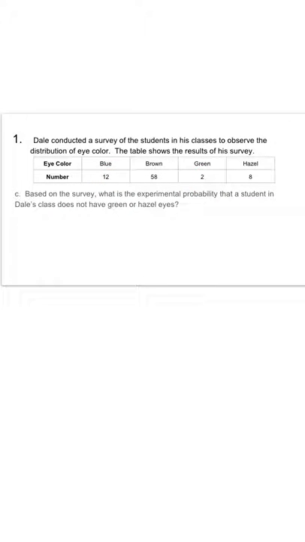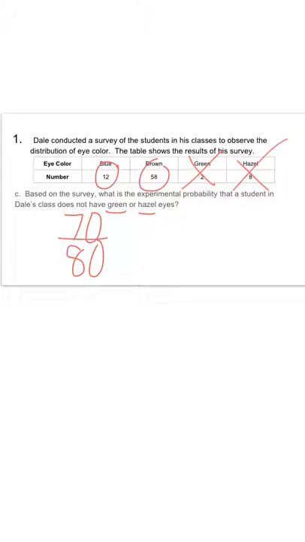Letter C. Based on the survey, what is the experimental probability that a student in Dale's class does not have green or hazel eyes? So we don't want green or hazel. Again, you add up all the students for the bottom number, and that is 80. And now we need to look at blue and brown. 12 plus 58 is 70, and 70 eightieths can be reduced to 7 eighths. There is a 7 eighths chance of a student not having green or hazel eyes.